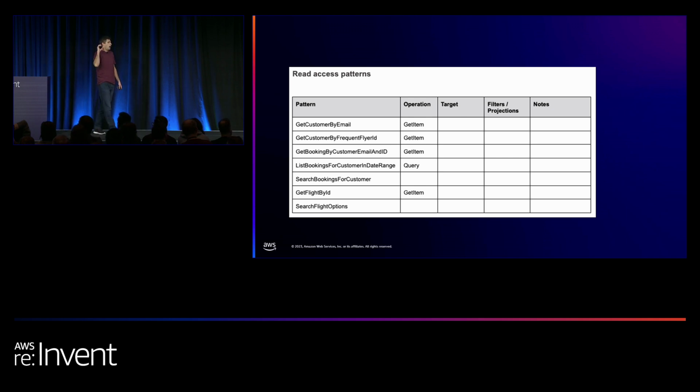So I want to talk about three more advanced patterns. They might not be directly applicable to your use case, but what I want you to get out of this is how to approach the problem, especially when you can't just use a simple get item or a query. How can you approach this problem, think about your domain, and make it work for you?